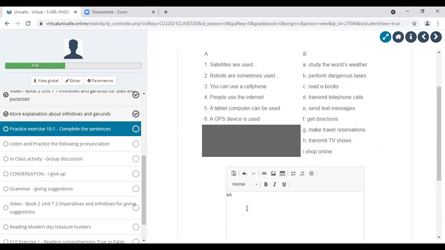Satellites are used to study the world's weather. Punctuation. That is an example of how to do it.